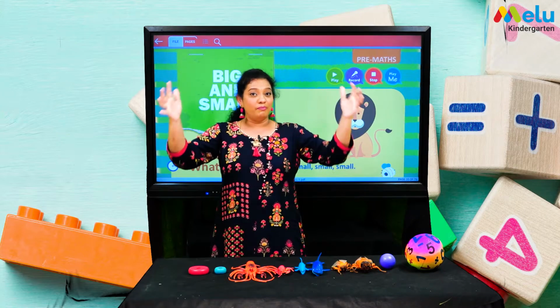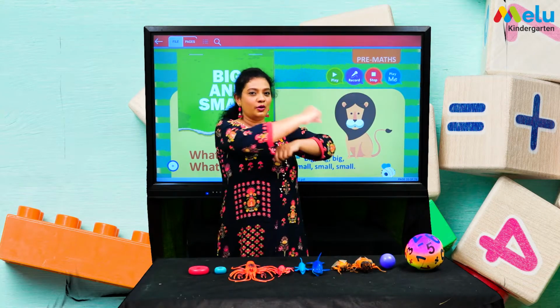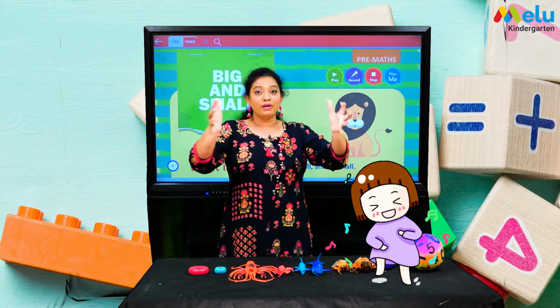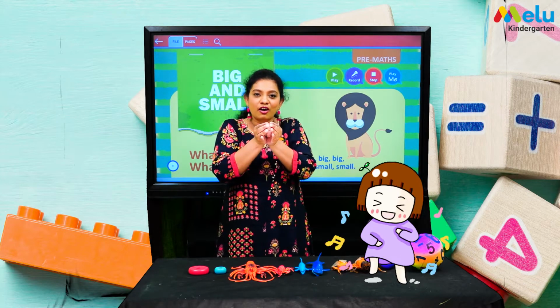Roly-poly, big, big, big. Roly-poly, small, small, small. Roly-poly, big, big, big. Roly-poly, small, small, small.